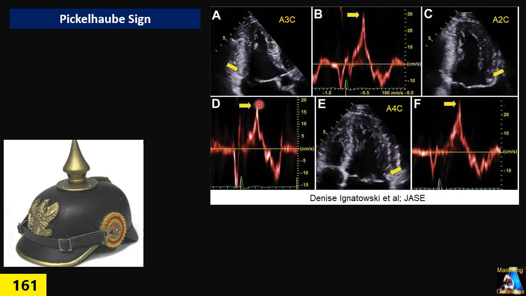If the S prime becomes equal to or more than 16 centimeters per second, it has a positive predictive value, and it showed that the risk of ventricular arrhythmia in those patients with a positive Pickelhaube sign will be 3 times that of patients who don't have this spike S prime.